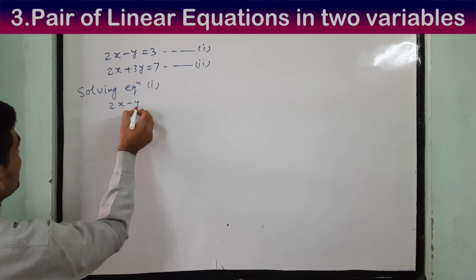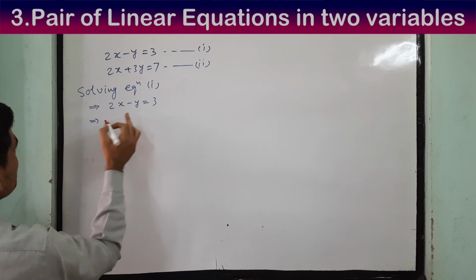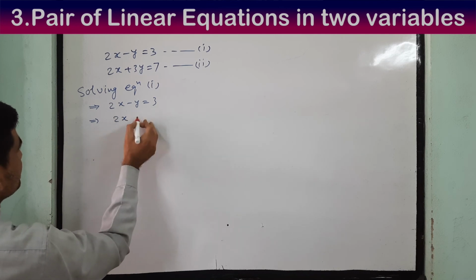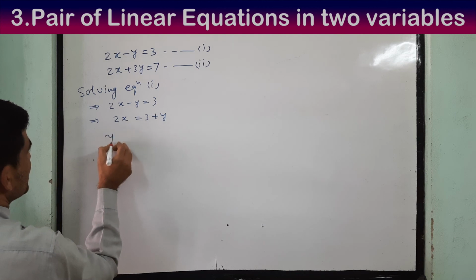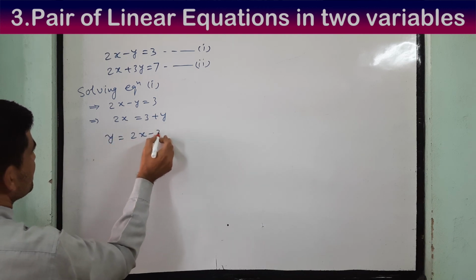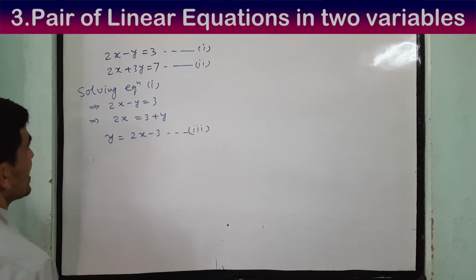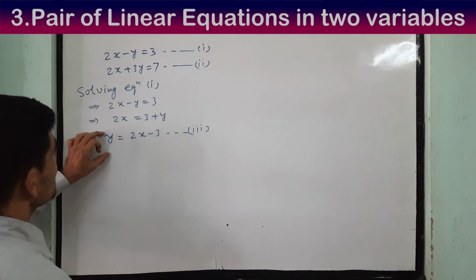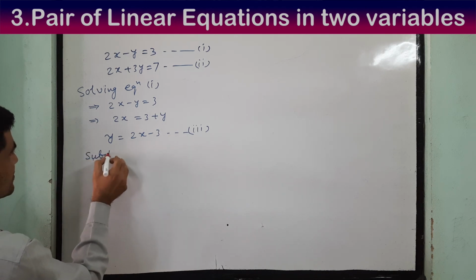So what shall we get? Just simplify this equation, so we can write y is equal to 2x minus 3. This you can say equation number 3. So we have just solved equation 1 and we shall put this value in equation number 2. That is called substitution.